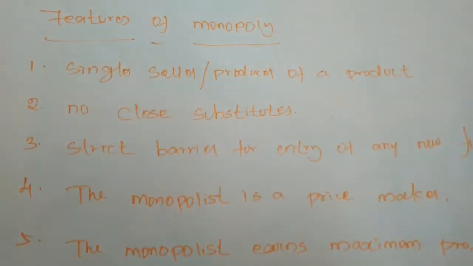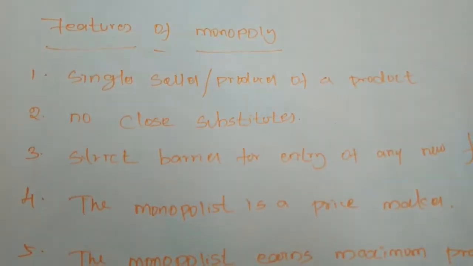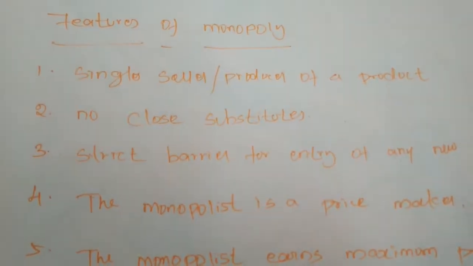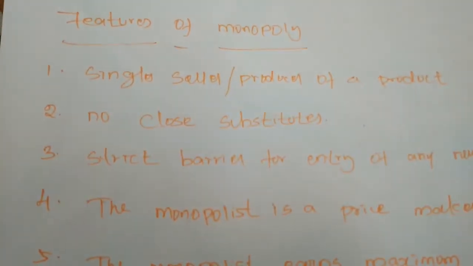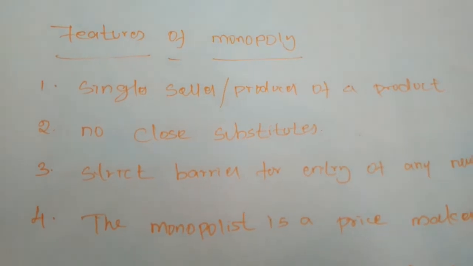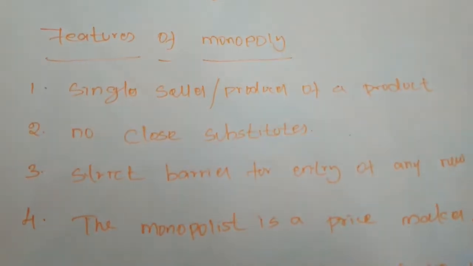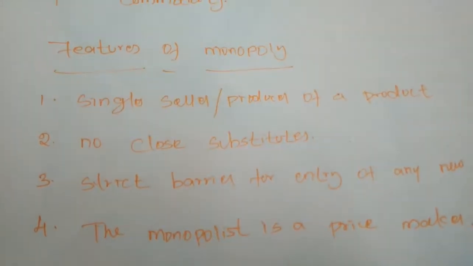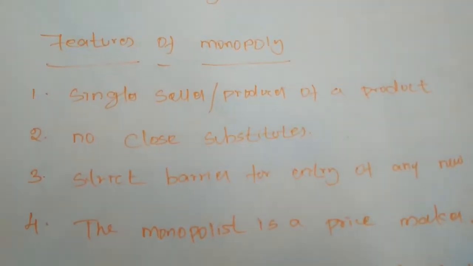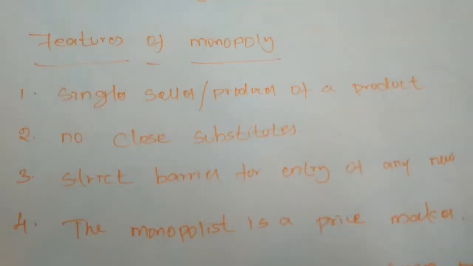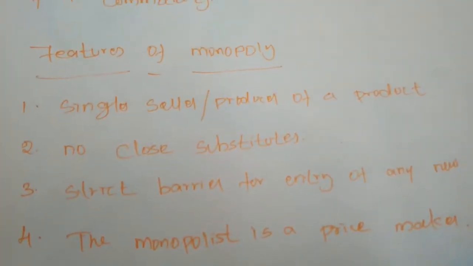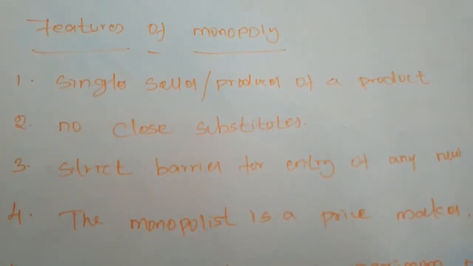So monopoly is a market structure characterized by a single seller. Already we know that. But in this market structure, if the single seller has the specialized power to produce or sell, that is the first and main feature of a monopoly.